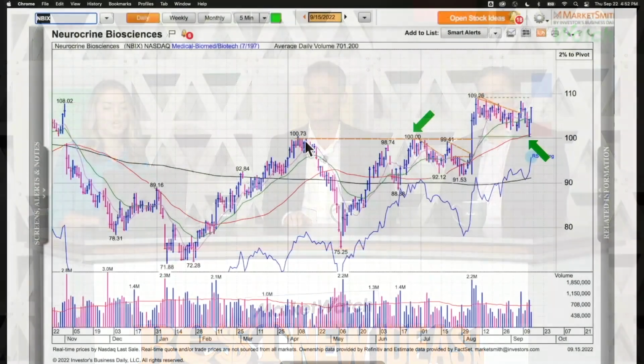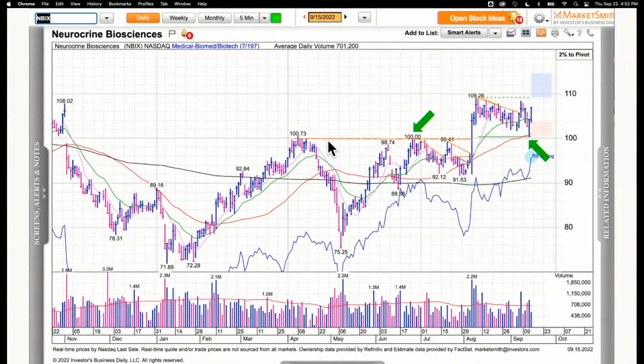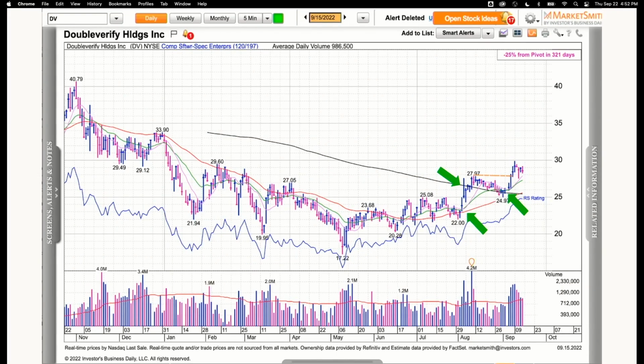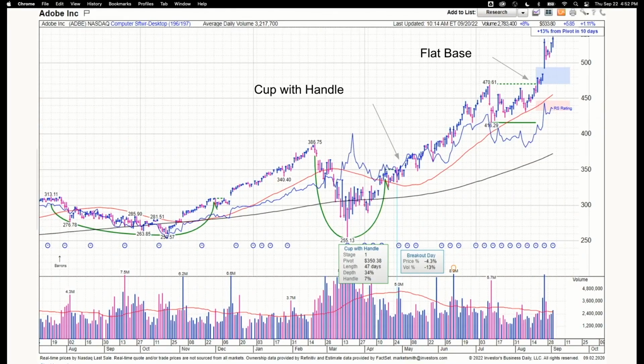Also on an individual stock level, you could see for Neurocrine here, right around round numbers too also have significance, and with resistance then turning into support, something that we like to look at, double verify, another example here showing that. Sorry, as you can tell, I'm trying to pick up the pace here. I'm looking at the clock. A lot to get through here.